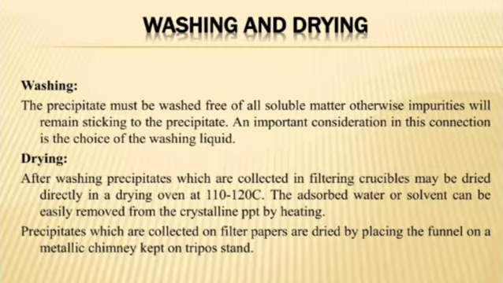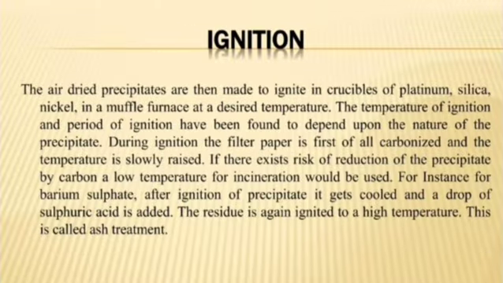Second, washing and drying. Washing. The precipitate must be washed free of soluble matter, otherwise impurities will remain sticking to the precipitate. An important consideration is the choice of washing liquid. Drying. After washing, the precipitate should be dried in the drying oven at 110 to 120 degrees Celsius. Ignition. Ignition means the air-dried precipitate is then ignited in crucibles of platinum, silica or nickel in a muffle furnace at a desired temperature. The temperature and period of ignition depend upon the nature of the precipitate.